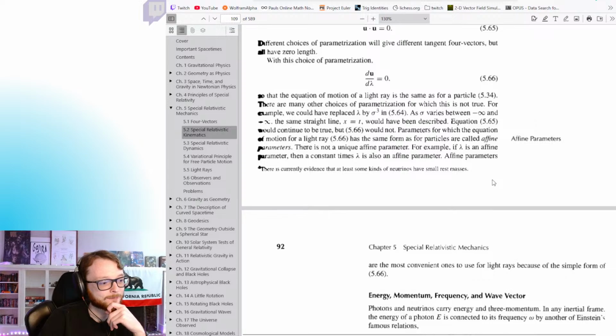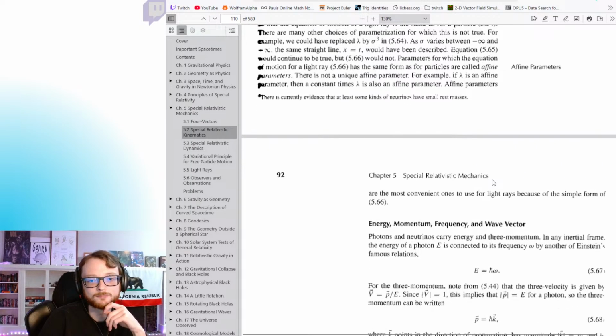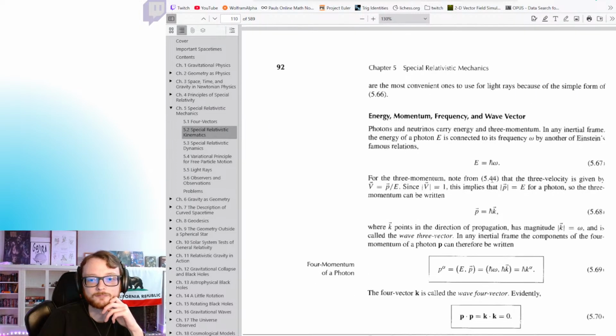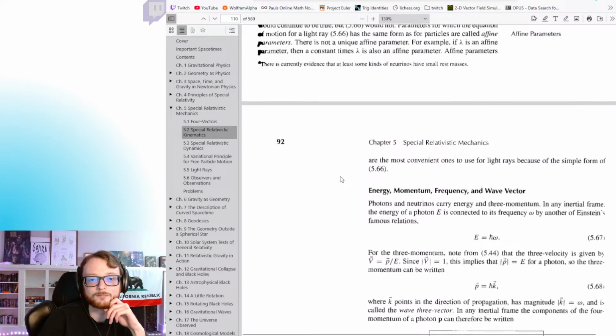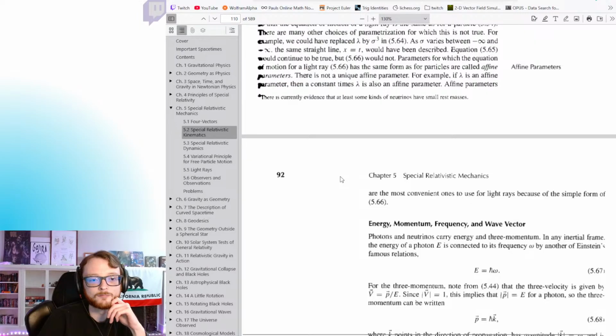They said if you have an affine parameter, then any constant times that is also an affine parameter. Right, yeah. And at least I could follow along with that from the derivative thing.